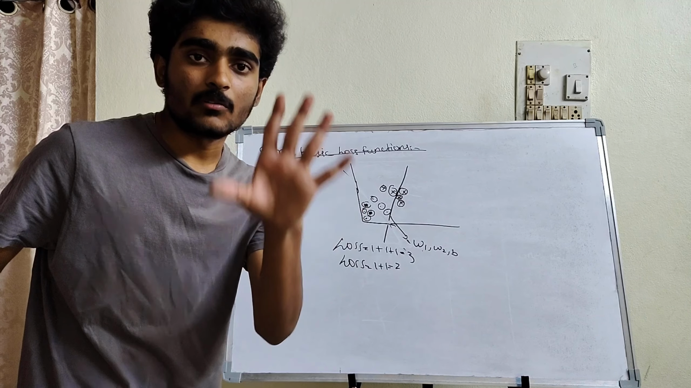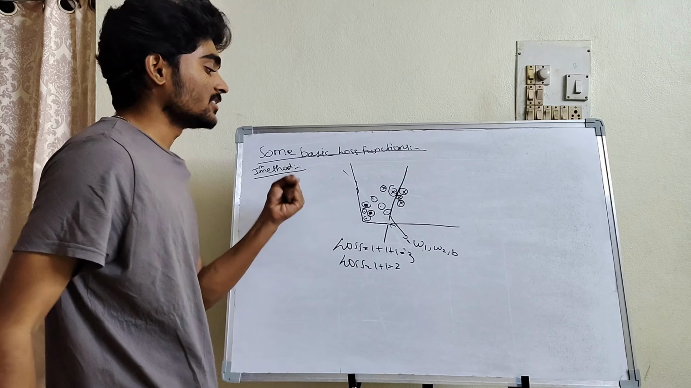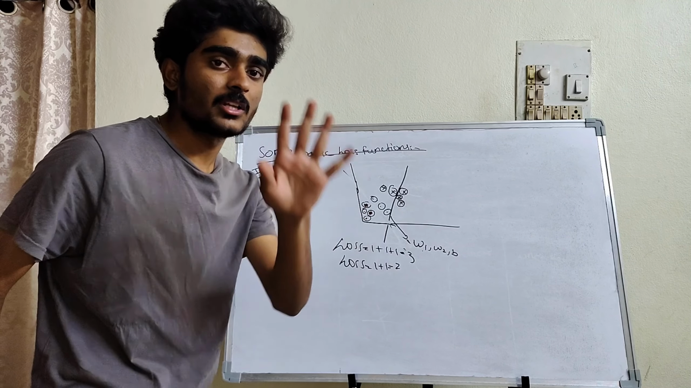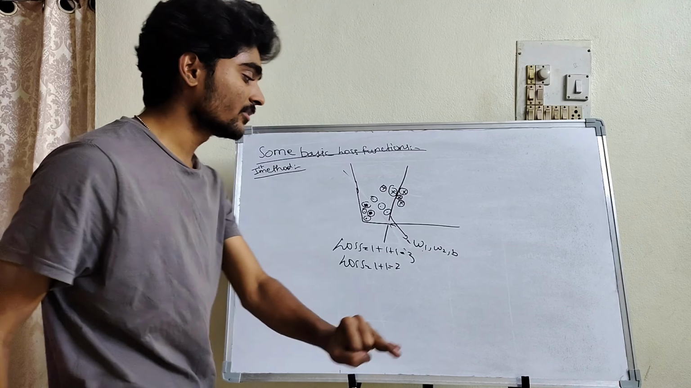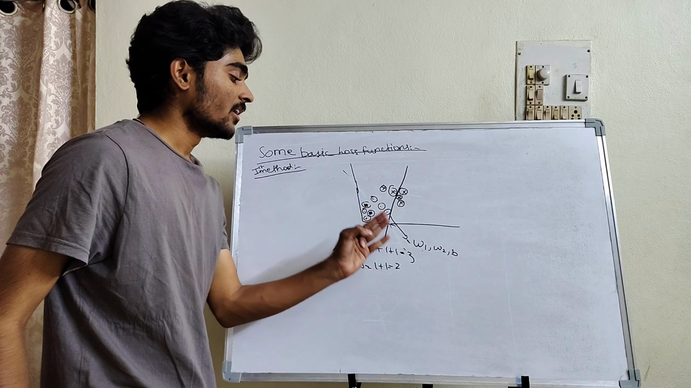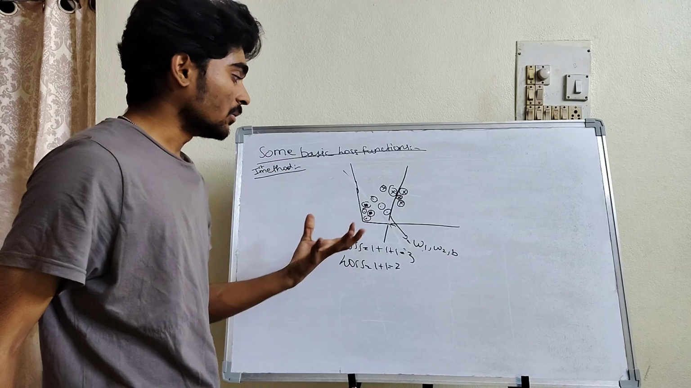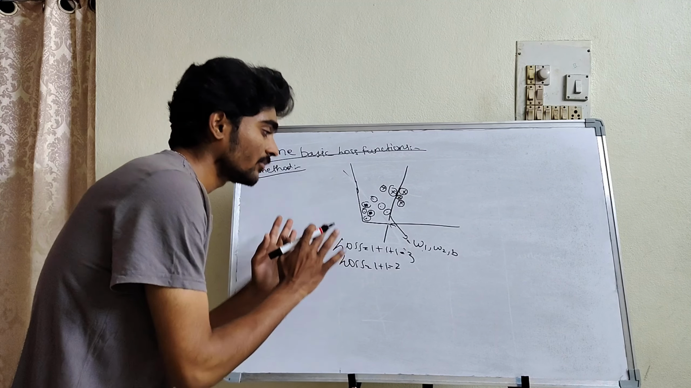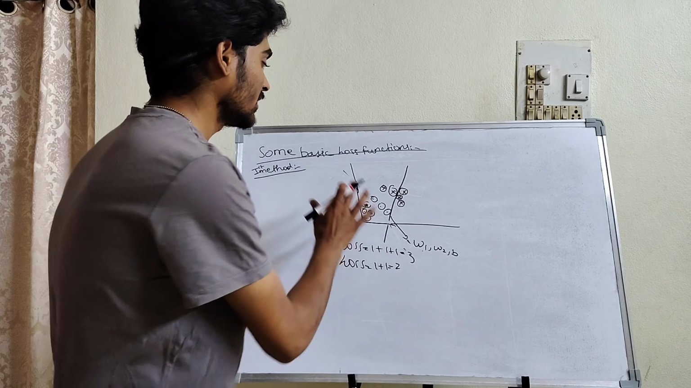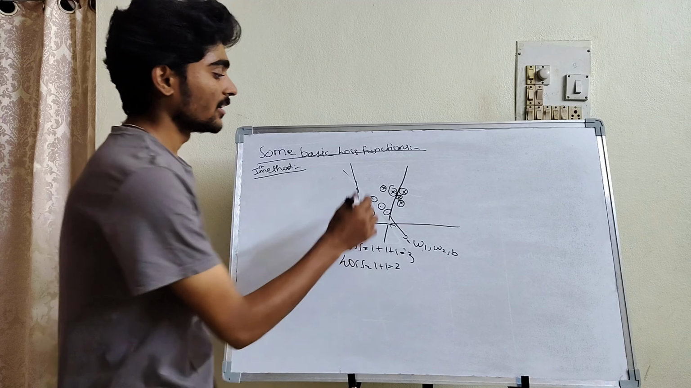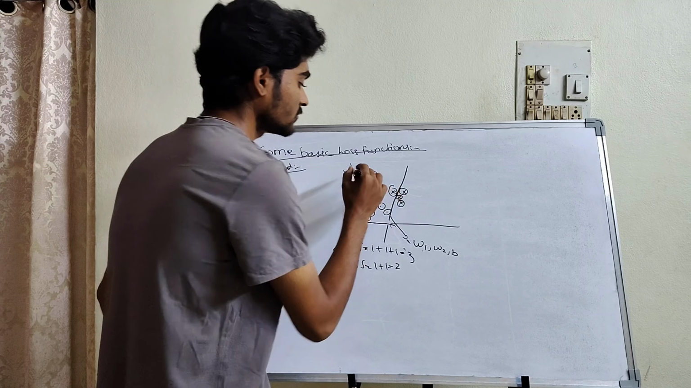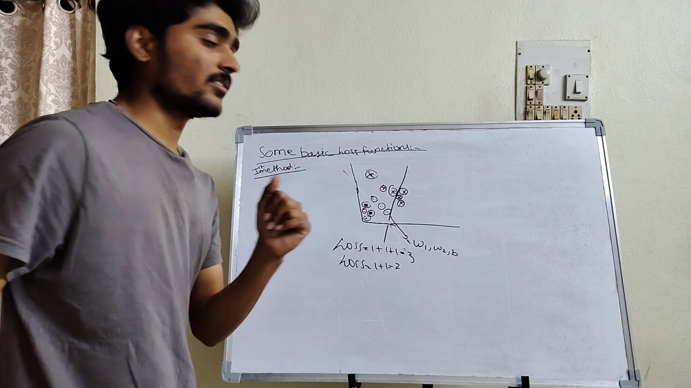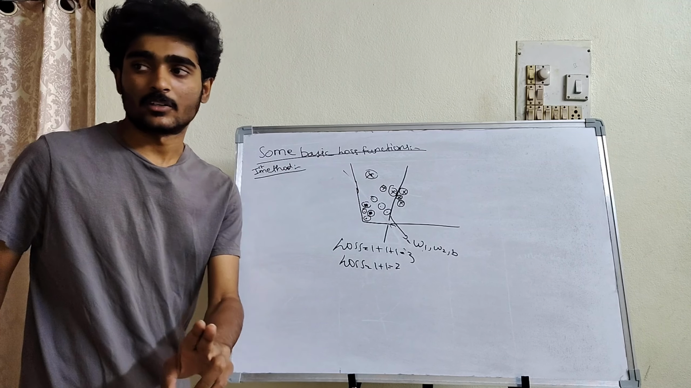In the first method, we consider the number of misclassified data points. We count the number of misclassified data points and calculate the loss. Now let's see what the problem with this first method is, so that we can jump to the next method. In the case of the first method, let's say you have an outlier.